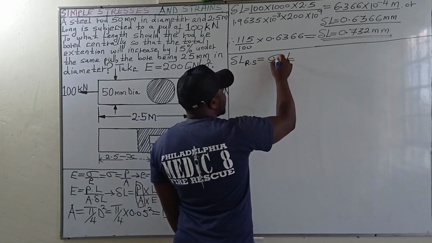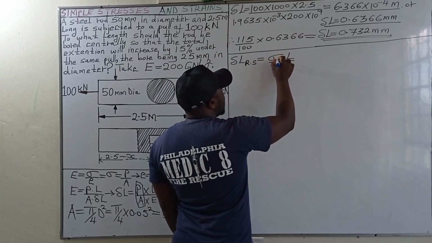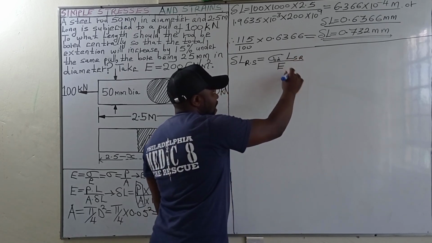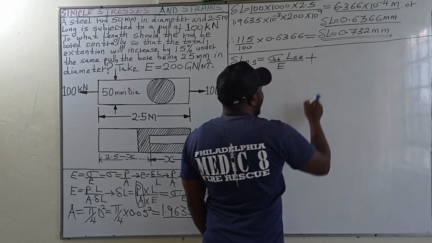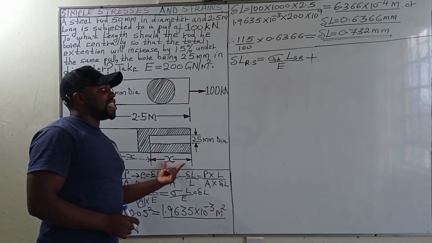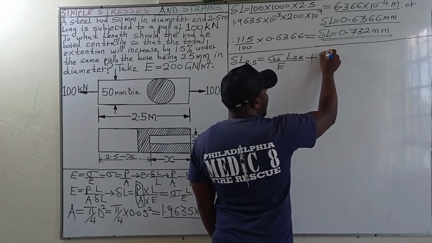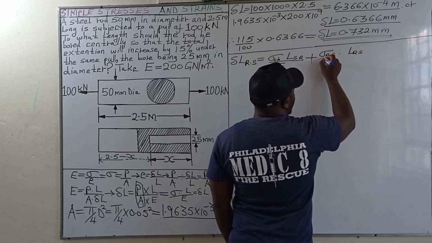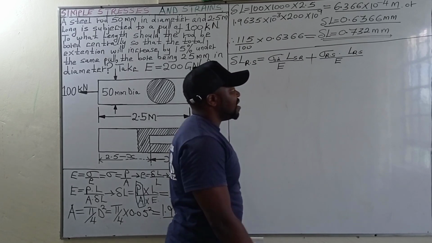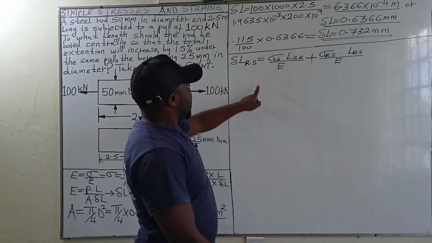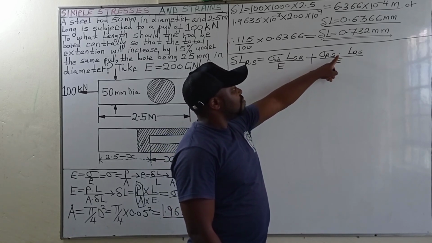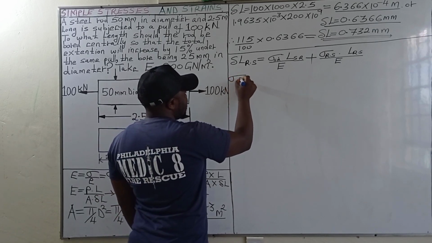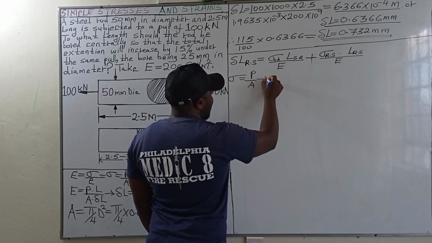So this is the stress of the solid rod times the length of the solid rod divided by the Young's modulus of elasticity of steel. We are going to add that to the extension of this bored section or reduced section. So the stress of the reduced section times the length of the reduced section divided by the Young's modulus of elasticity of steel. Now, we are going to determine the stress of the reduced section, and we know that stress is given by load divided by the cross-sectional area.